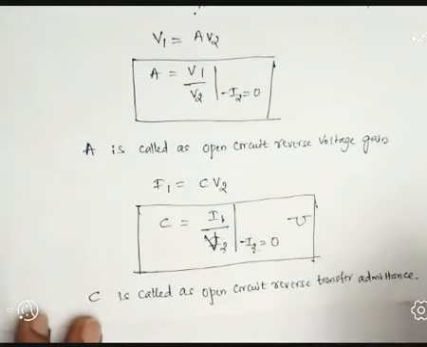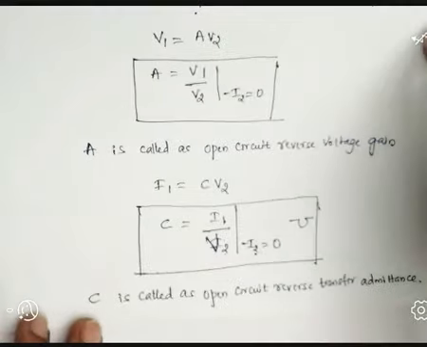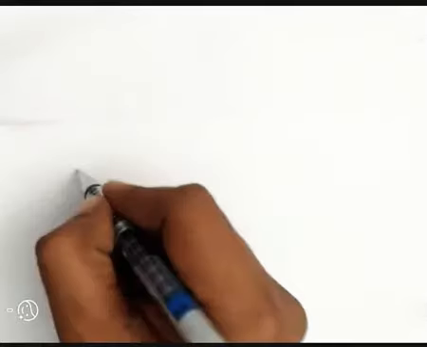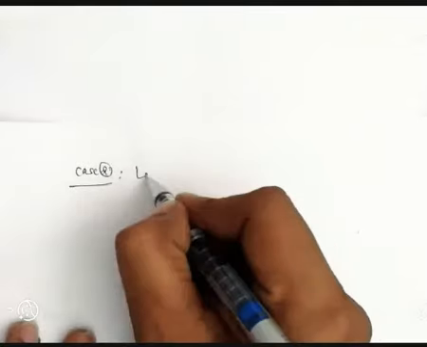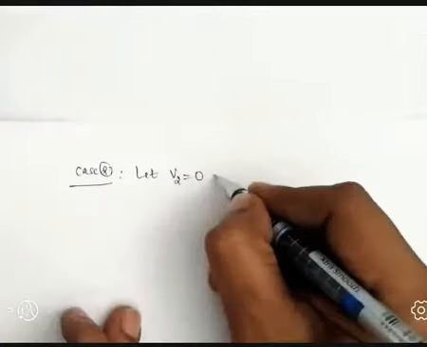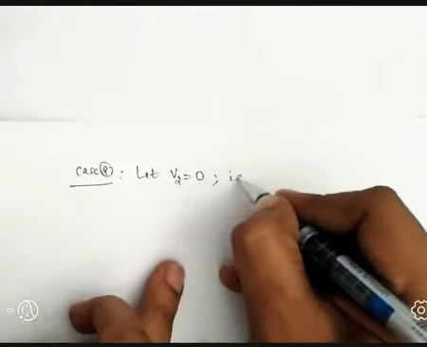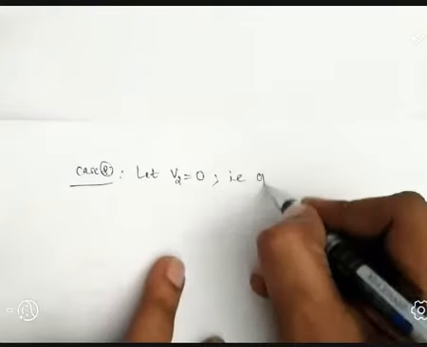So let us go for the next case. Next case is what? We have to calculate the remaining parameters. Now we calculated the parameters A and C. The remaining parameters are B and D. Those two parameters we are going to calculate by the second case, number 2. That is, let us make V2 equal to 0. So V2 equal to 0 indicates that the voltage V2 present at port 2, the output port, is 0.